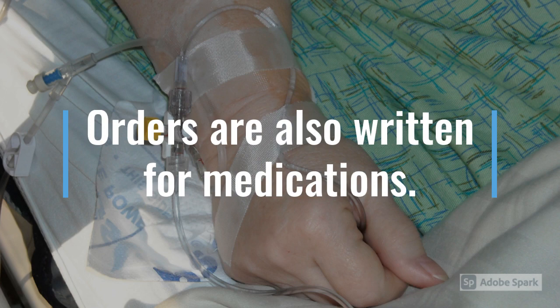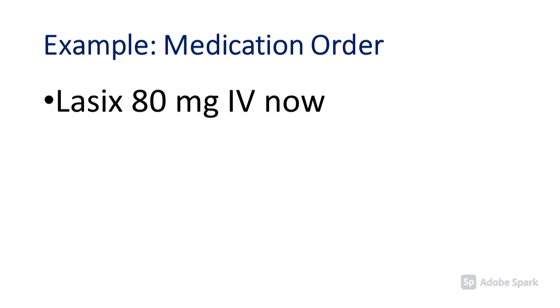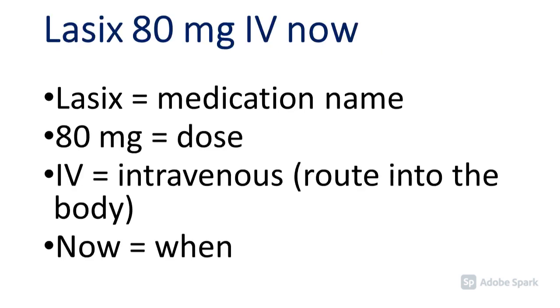Orders are also written for medications. This is an example of a medication order, Lasix, 80 milligrams IV now. If we look at the order, Lasix is the medication name, 80 milligrams is the dose, IV is the abbreviation for intravenous, which is the route into the body, and now is when the medication is to be given. Medication orders require all of these elements.